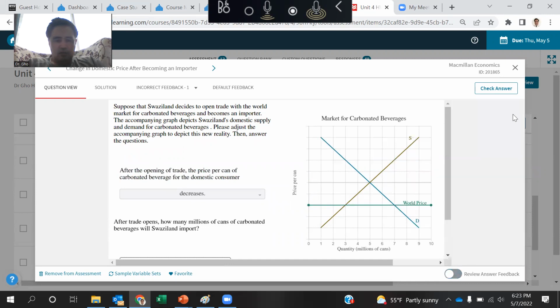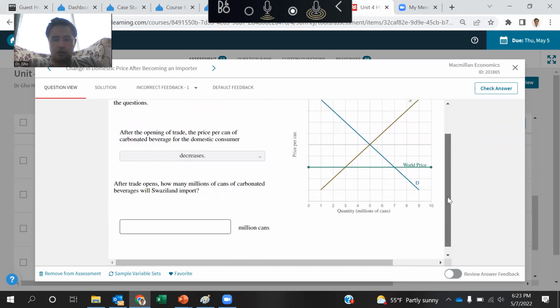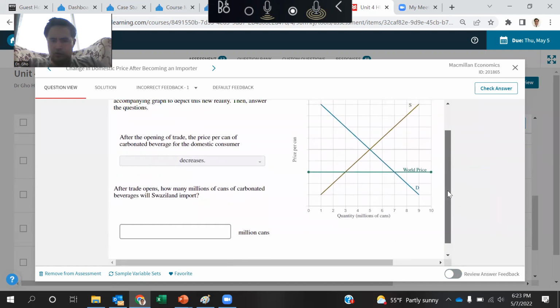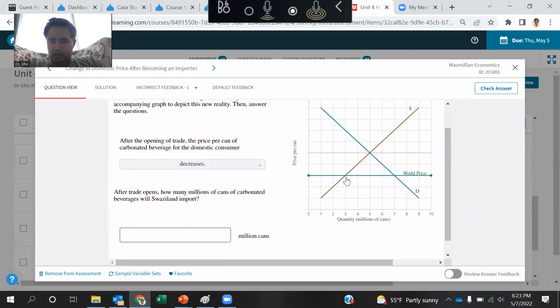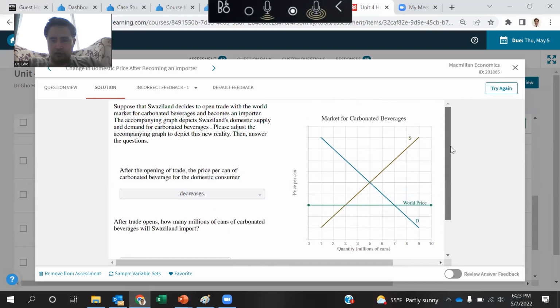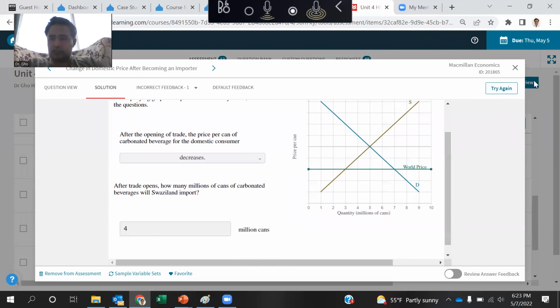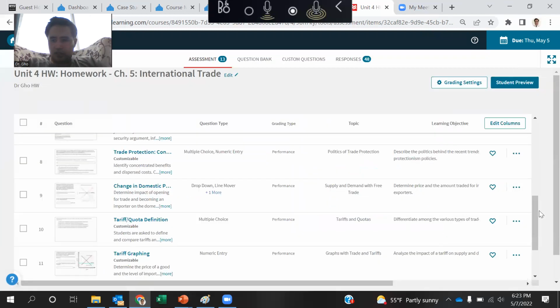And after trade, how many millions of cans of carbonated beverages will Swaziland import? Well, at this new world price, the suppliers are only going to be producing 3 million cans. But the consumers are going to demand 7 million cans. So the difference between the two is 4. 7 minus 3 is 4. They will be importing a total of 4 million cans. Let's check our answer, and that looks like it's right. Okay, that's that question. Let's look at number 13.